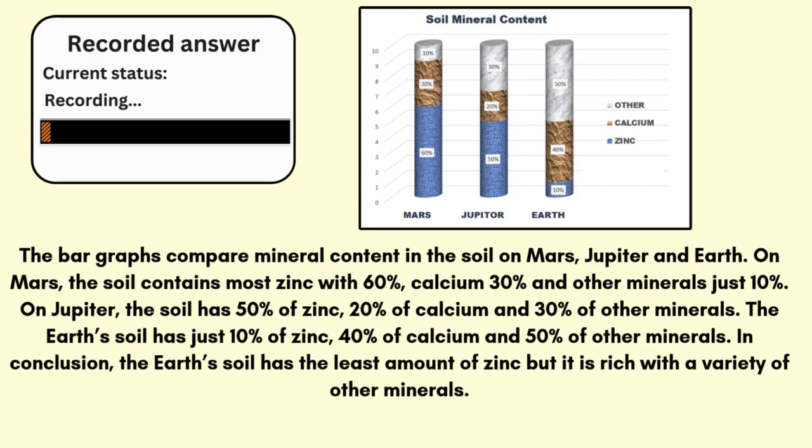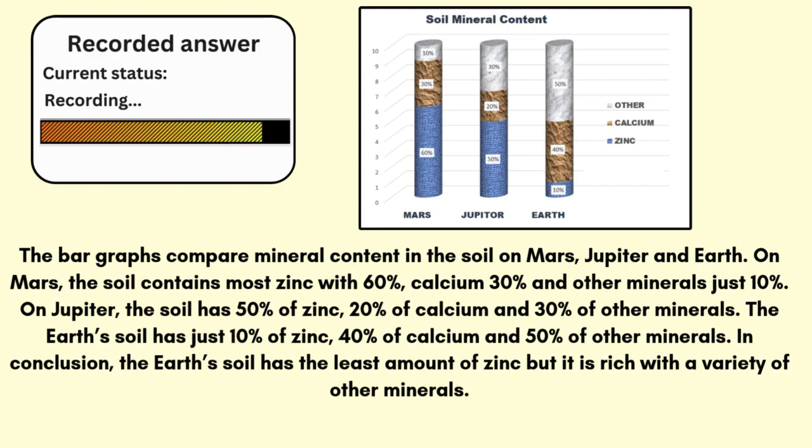The bar graphs compare mineral content in the soil on Mars, Jupiter, and Earth. On Mars, the soil contains the most zinc with 60%, calcium 30% and other minerals just 10%. On Jupiter, the soil has 50% zinc, 20% calcium and 30% other minerals. The Earth's soil has just 10% zinc, 40% calcium and 50% other minerals.